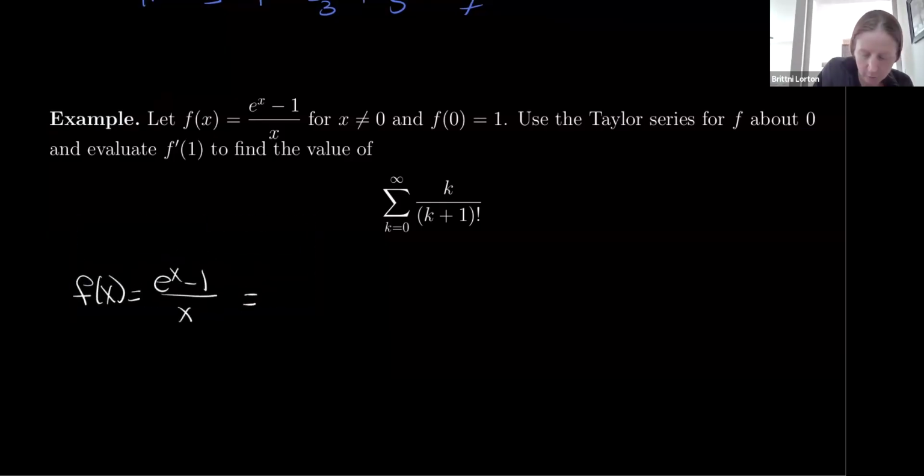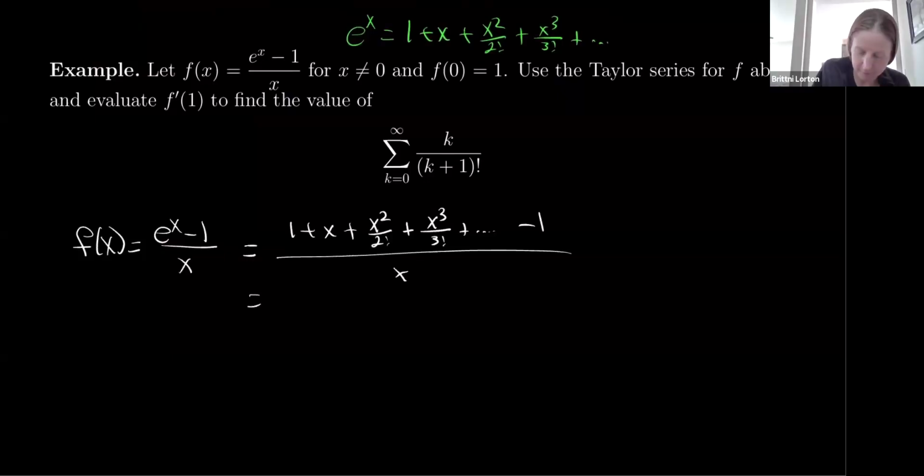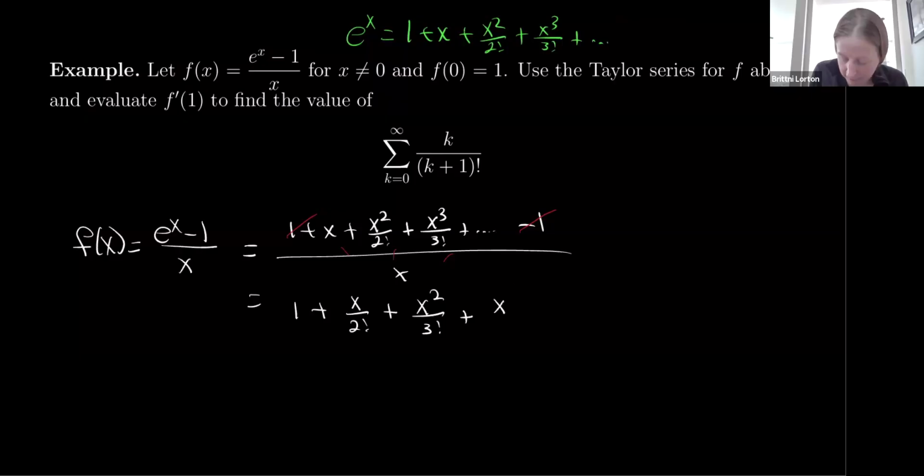What do I know about e to the x? I already know the Taylor series or the Maclaurin series for e to the x. You can go back and look at that list of those 5 common Maclaurin series. e to the x was one of them. Let me write it down. e to the x is 1 plus x plus x squared over 2 factorial plus x cubed over 3 factorial forever. So that's 1 plus x plus x squared over 2 factorial plus x cubed over 3 factorial forever, minus 1, over x. The ones canceled. Break up the fraction. And I ended up with 1 plus x over 2 factorial plus x squared over 3 factorial. You can imagine the next one would be x cubed over 4 factorial and so on.